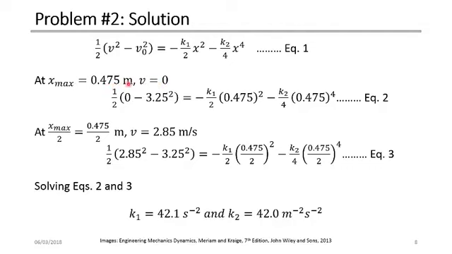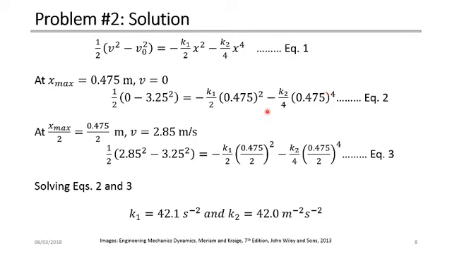So if we take these two values and plug them into this equation, we have 1 half, multiplied by the final velocity, that is 0, squared, minus the initial velocity squared, 3.25 meters per second squared, is equal to negative k1 divided by 2 multiplied by the displacement, which is maximum here, 0.475 squared, minus k2 divided by 4 multiplied by the displacement to the power 4.